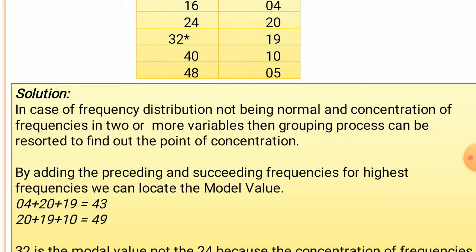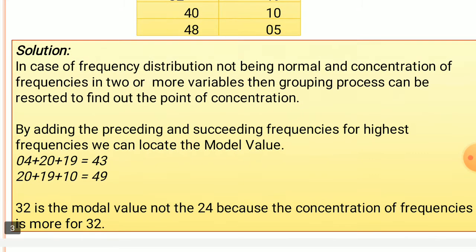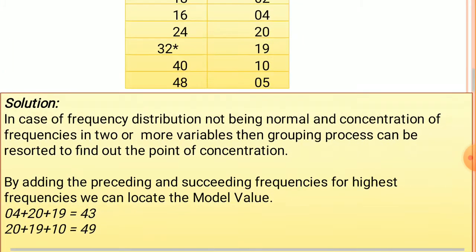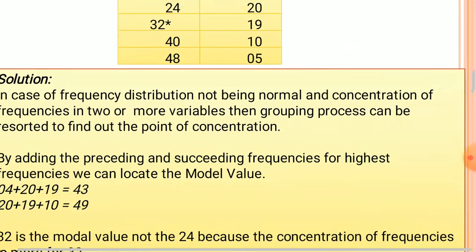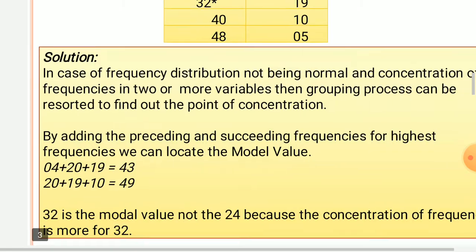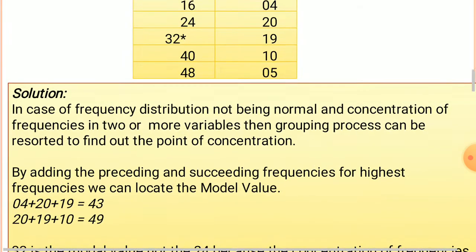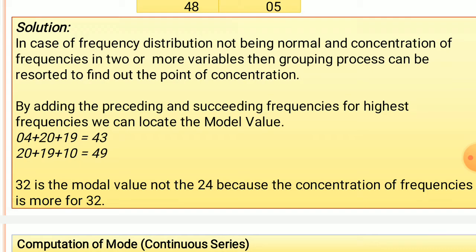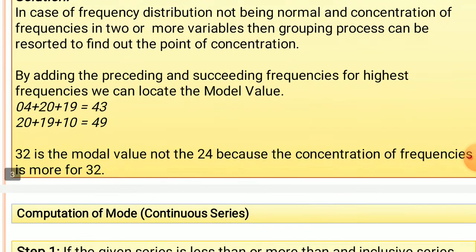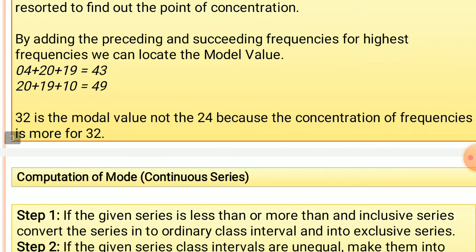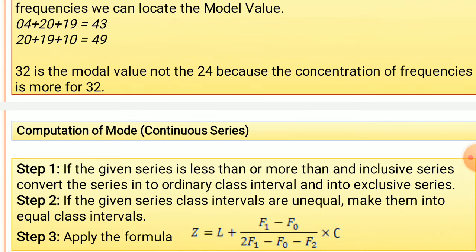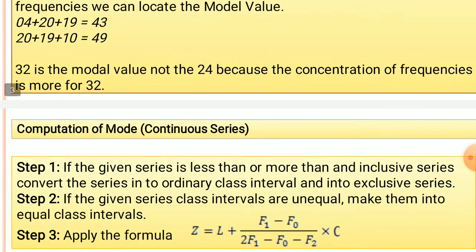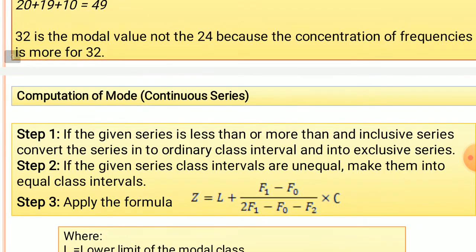32 is called the model value. 32 is the model value, not the 24, because the concentration of frequencies is more for 32. So this is the way in which we can locate the model value by grouping method and computation of mode for continuous series.